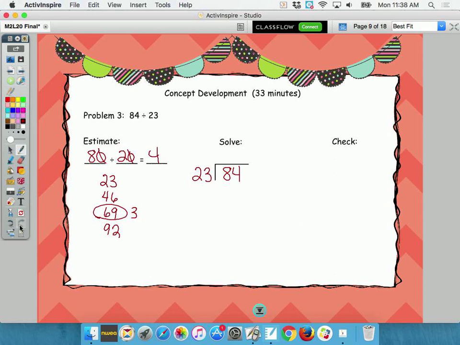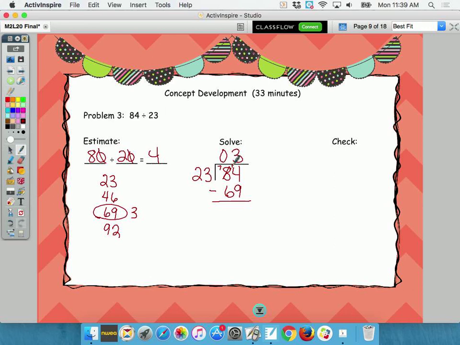Right here? Okay, so 23 is more than 8. What do we have to fill in with? 3. Good. Now our skip counting tells us we're going to try a 3. And 23 times 3 is what? 69. Your teacher told you there's probably regrouping, right?